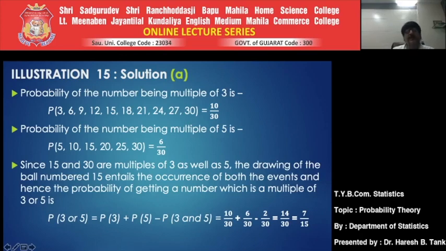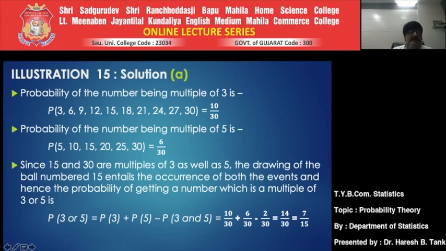Fine enough? Probability of a number being a multiple of 5. 5, 10, 15, 20, 25 and 30. These are the 6 different ways one can get a number which is a multiple of 5. 6 upon 30. Now you just observe it. Among these two, is there anything common?